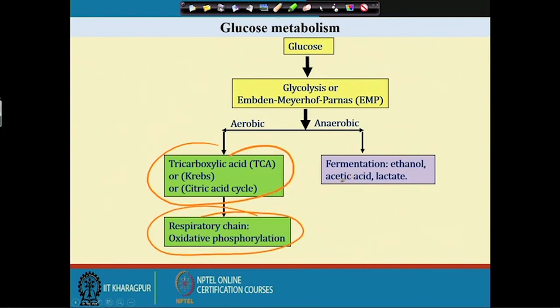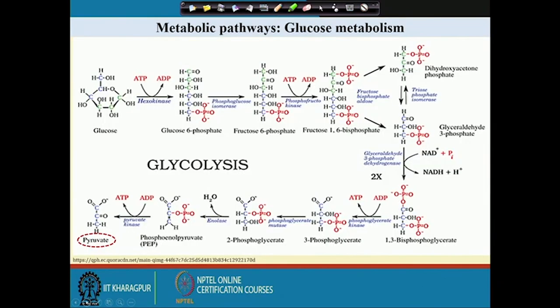The anaerobic system is fermentation, where ethanol, acetic acid and lactic acid form. Now, this is the glycolytic pathway, how the glucose molecule is converted to pyruvic acid. You can see the steps are 1, 2, 3, 4, 5, 6, 7, 8, 9, 10. So 10 different steps are involved before it produces pyruvic acid. So 1 mole of glucose can produce 2 moles of pyruvic acid.